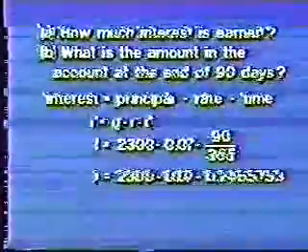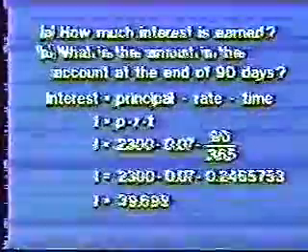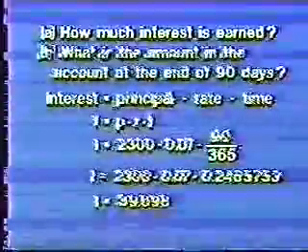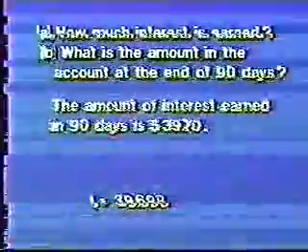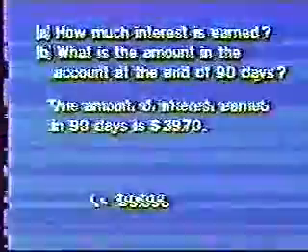All right, now we're ready to go through and solve and do the operations that are implied. 90 over 365 is this decimal. Now, when we multiply the factors here, we find I to be 39.698. Now, we need to round this into some dollars and cents pattern, which means we'll round it off to the nearest hundredth. So we can say then that the amount of interest earned in 90 days is $39.70.